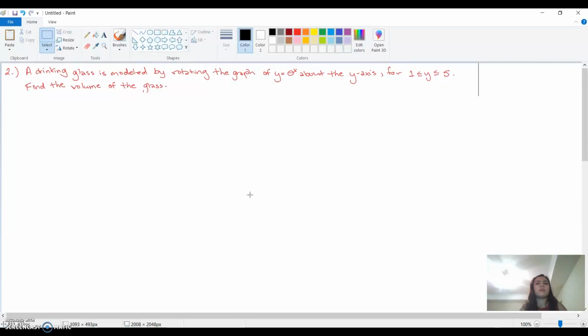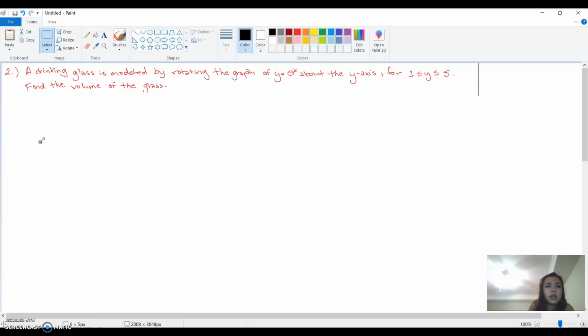Hey guys, welcome back to chapter 8 of the HL test review over volumes of revolution. Number 2 on that review tells us a drinking glass is modeled by rotating the graph of y equals e^x about the x-axis. For y in between 1 and 5, find the volume of the glass.